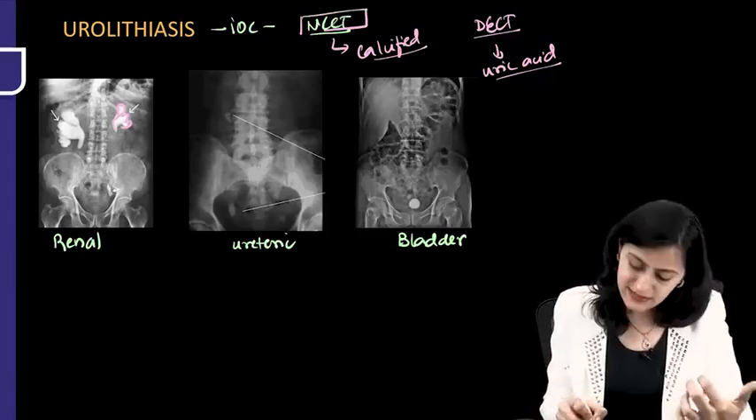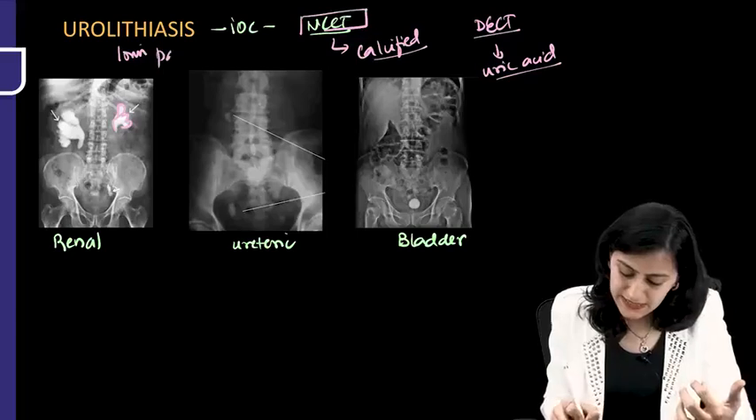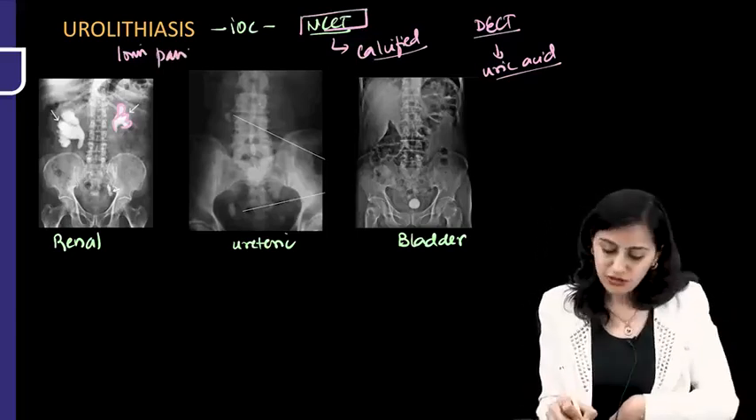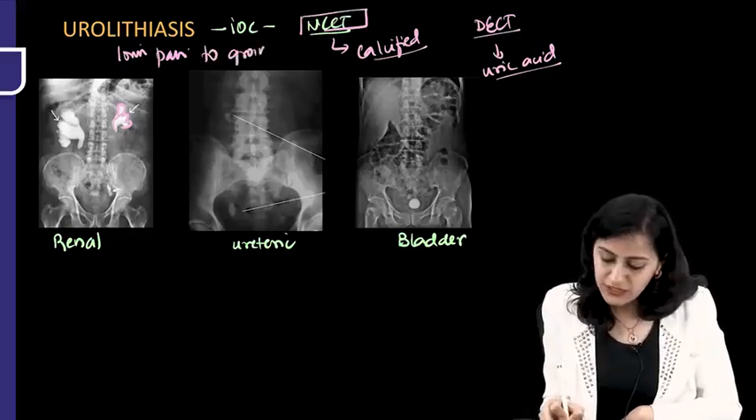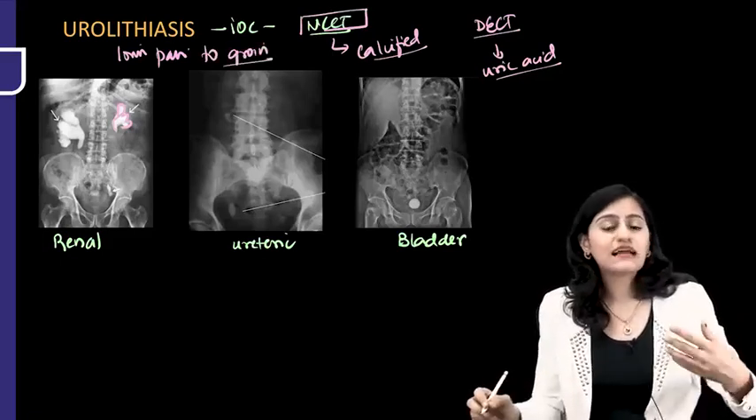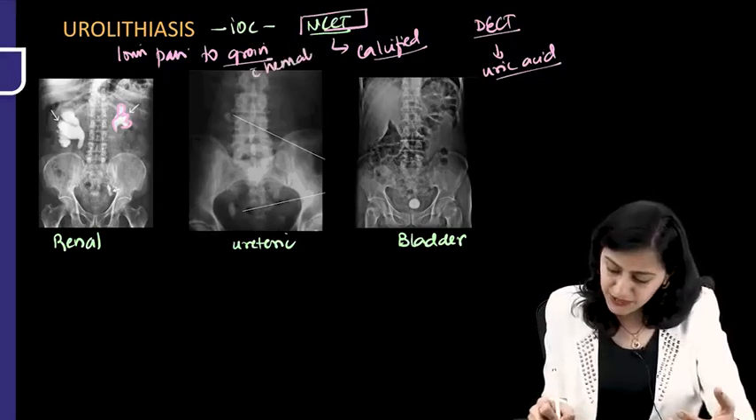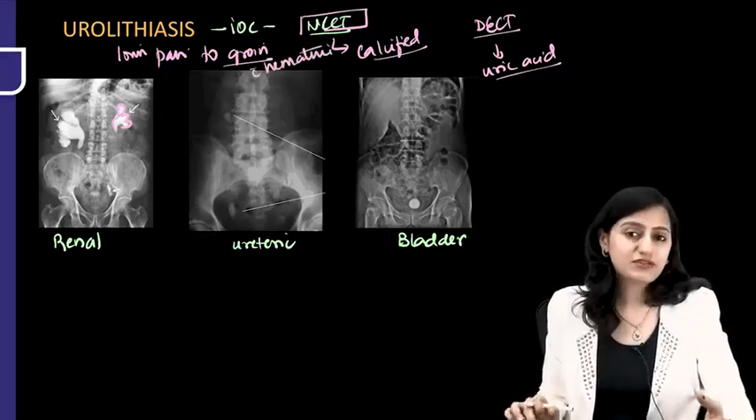Now, urolithiasis has pain. Where is the pain? It is the loin pain, right? The patient complains of pain in the loin and going to the groin. So it is loin to groin pain. Along with that, there can be hematuria. So pain along with hematuria is the history that we have in renal stones.